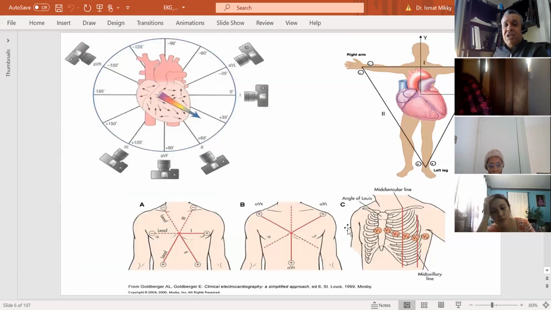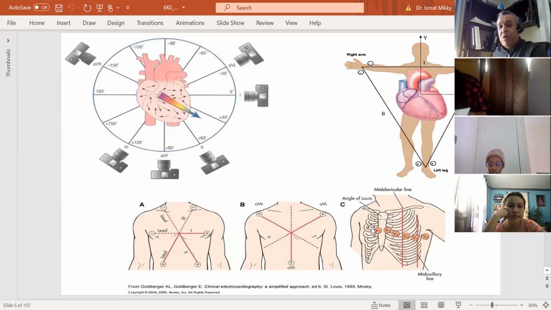And then the chest leads. In the old EKG machines, we used to have 12 electrodes. We used to put one on the right arm, another one on the left arm, then one on the right leg, and the left leg. So we have a 12 lead EKG. So we had lots of electrodes to apply in the old machines.